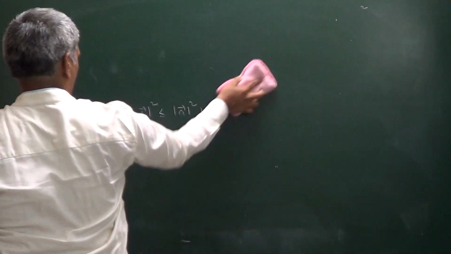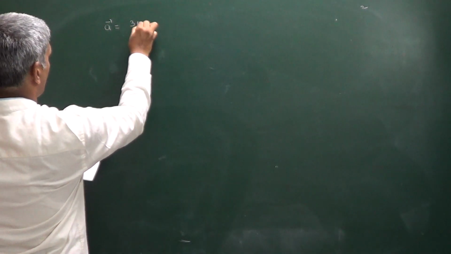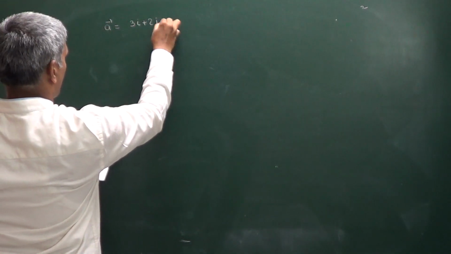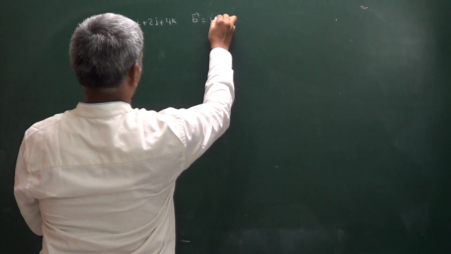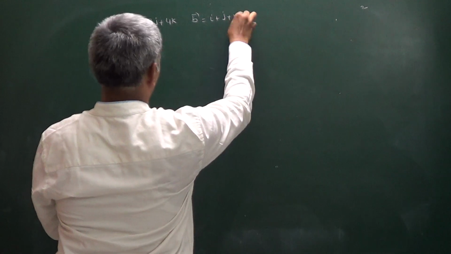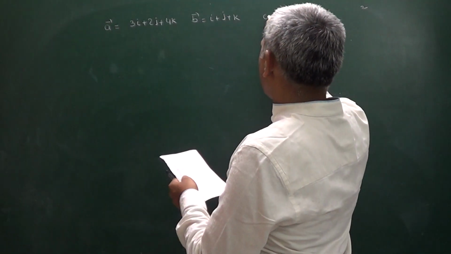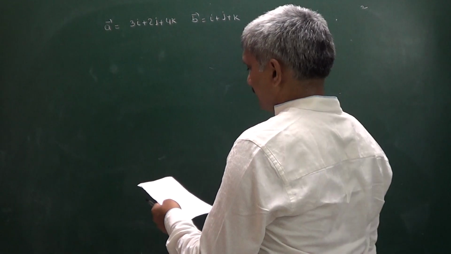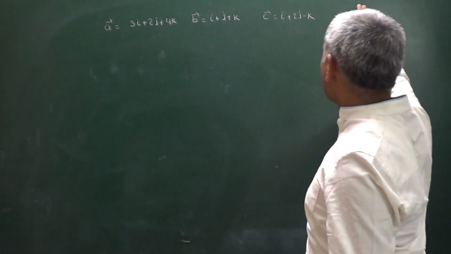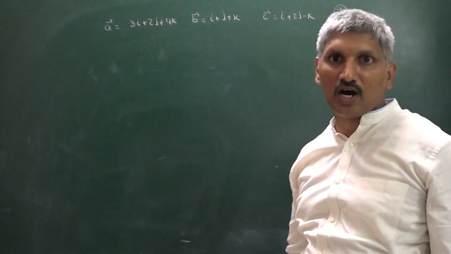So this is another question. The question is given in this way. a bar is equal to 3i plus 2j plus 4k, and b bar is equal to i plus j plus k, meaning i cap plus j cap plus k cap, and c bar is equal to i plus 2j minus k, and he is saying r bar is any vector. We have to find out the vector r bar.